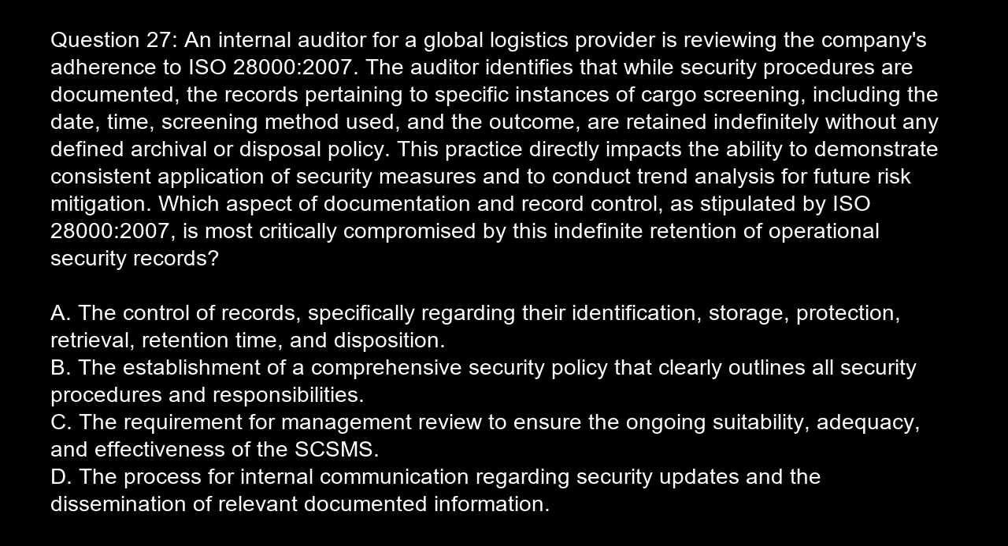Option A. The control of records, specifically regarding their identification, storage, protection, retrieval, retention time, and disposition. Option B. The establishment of a comprehensive security policy that clearly outlines all security procedures and responsibilities. Option C. The requirement for management review to ensure the ongoing suitability, adequacy, and effectiveness of the SCSMS. Option D. The process for internal communication regarding security updates and the dissemination of relevant documented information.